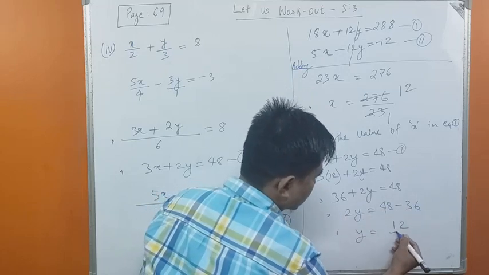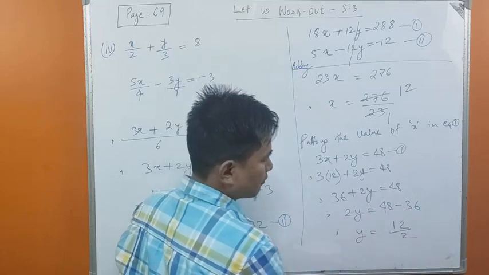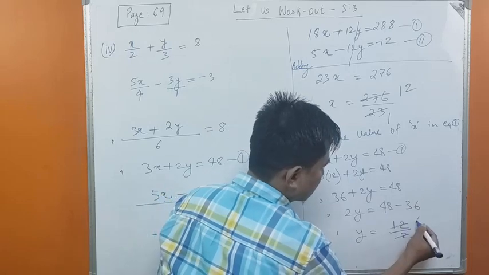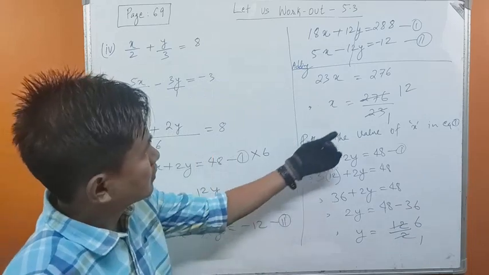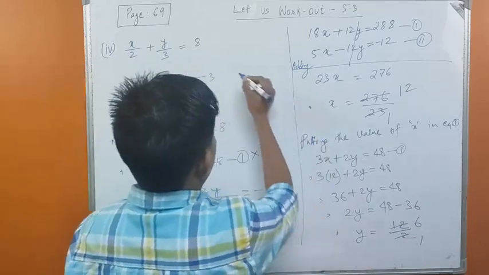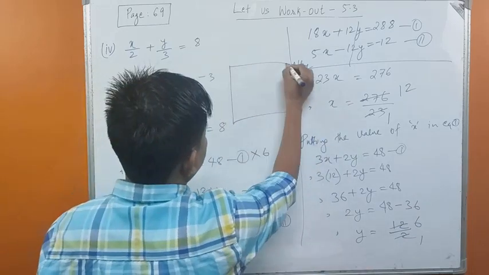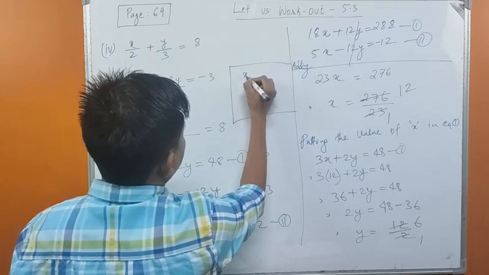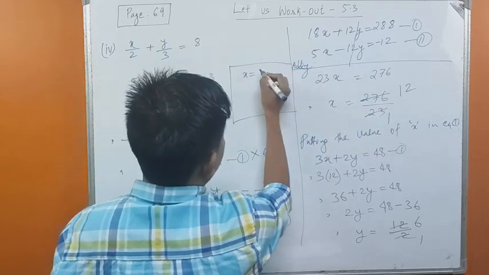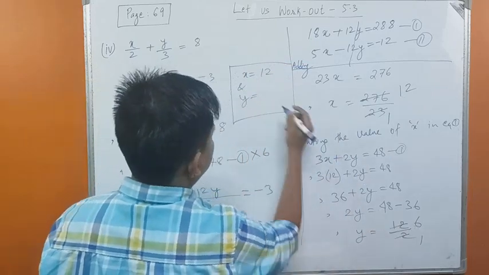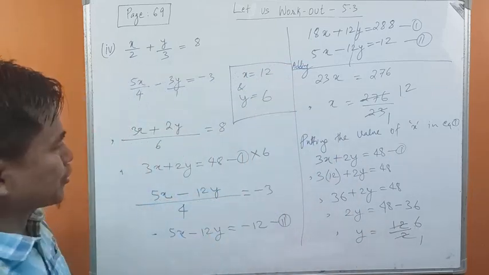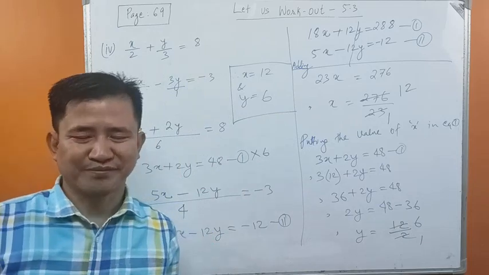So this 2 we take to the denominator by cross multiplication. 2 1s are 2, 2 6s are 12. So we found the value of y is 6 and the value of x is 12. Let me write the answer here. Therefore x equals 12 and y equals 6. So this is the answer for question number 4. Let us do the next question.